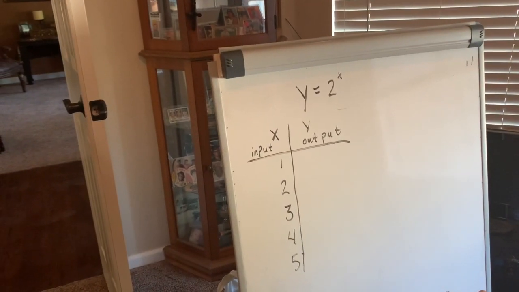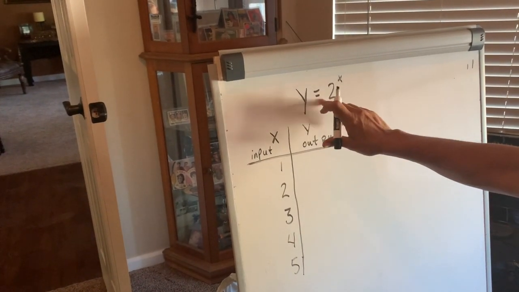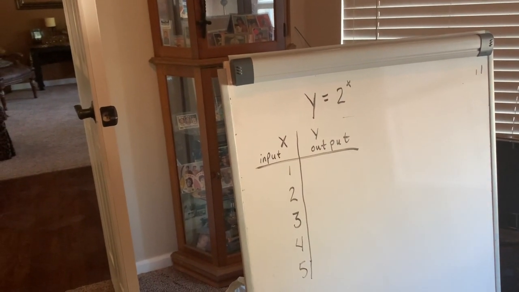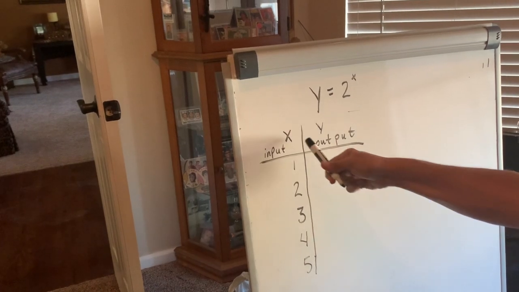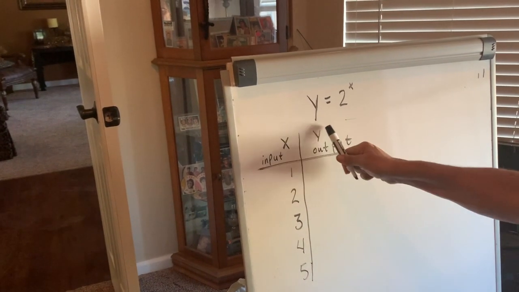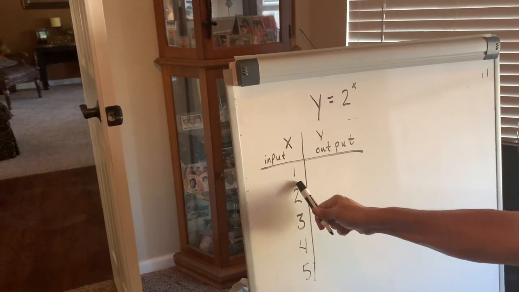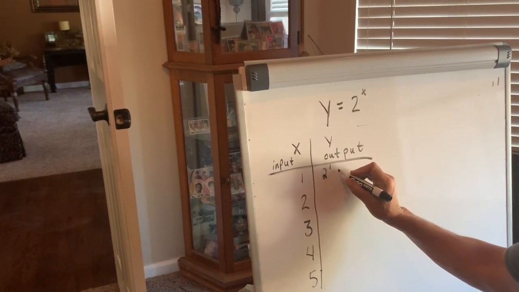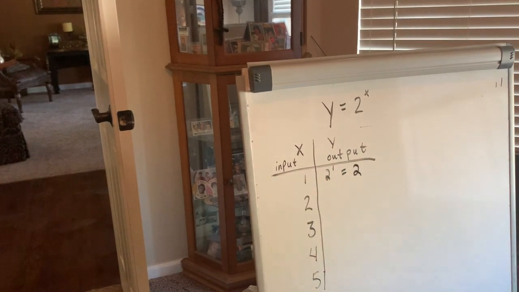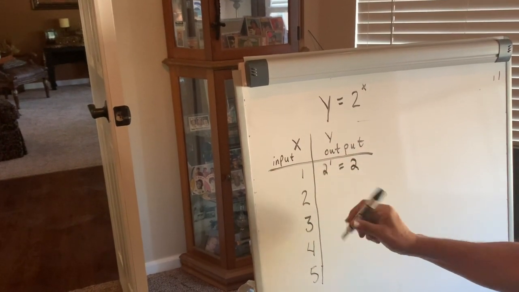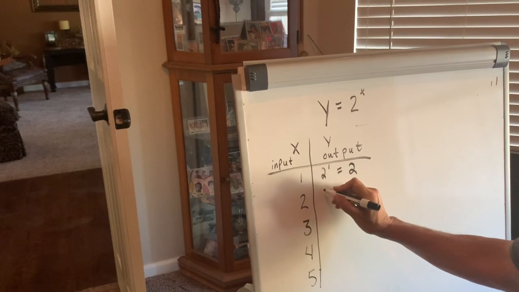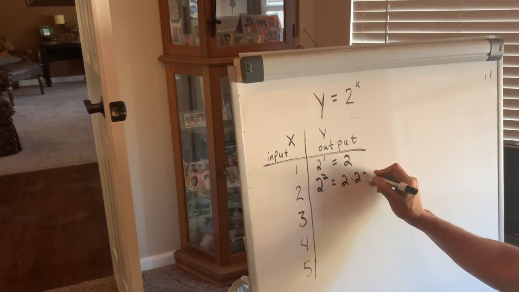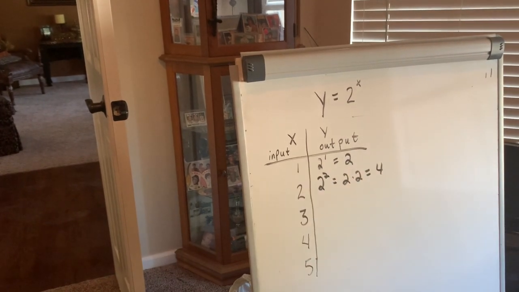Evaluating exponential equations. y is equal to 2 to the x power. Now what I did is I created an input and output table. My x's are my input, my y is my output. So when x is 1, same as 2 to the first power, which is equal to 2. When my x is 2, I replace the x with 2, which is 2 to the second power, or 4.